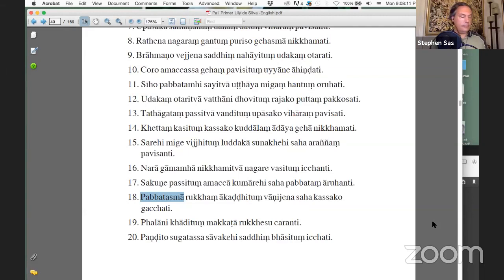Pandito, Sugatasa, Savakehi, Sadim, Basito, Ichanti. So I've got it as the wise man, Pandito, wishes to speak with the Buddha's disciples. Yes, exactly. Right. So Savakehi Sading is which case, please? That's instrumental. Yes, and what is Sugatasa? Sugatasa is genitive. Yes, and what do we call Basitung? That's infinitive from Basati. Yes, perfect. Thank you. Very good.